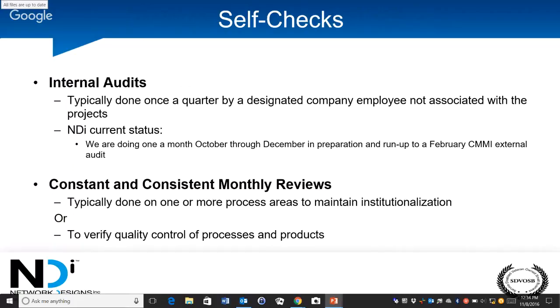So we do internal audits across all of the process areas that we're going to be evaluated on, but then each month we look at specific process areas so that we just keep ourselves on track as we go forward, and then that helps us to be prepared for these external audits as they come up every 3 years.